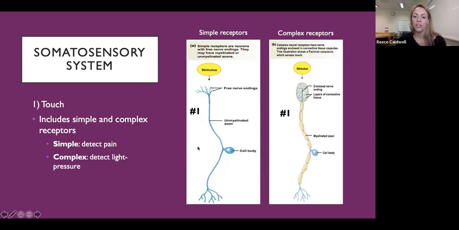One other thing I wanted to point out structurally about these receptors is they only have one cell. Here is one neuron, one neuron. So the simple receptor is a neuron, as well as the complex receptor, and there's just one cell there.